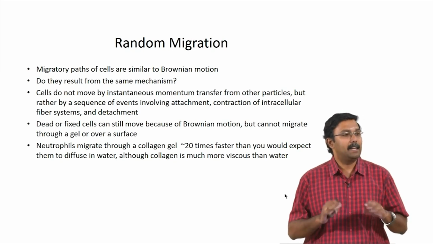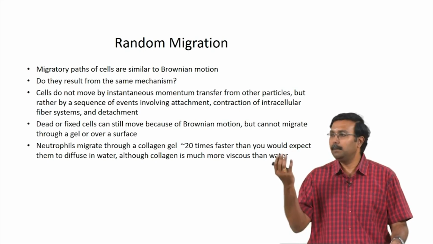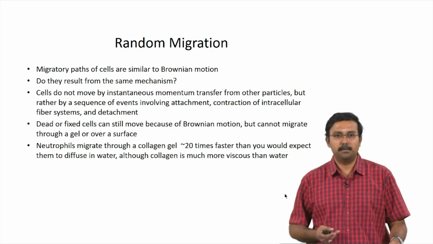So, dead or fixed cells can also move because of Brownian motion. So, they will not migrate on the surface. Those would just be particles, right, particles in a suspension.